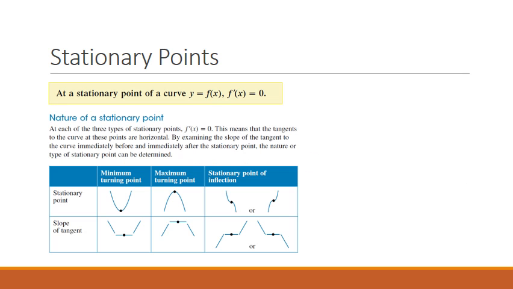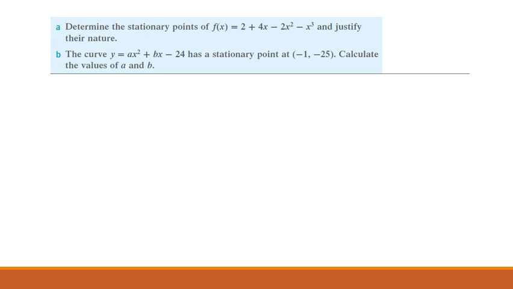Look at curve sketching. So curve sketching, remember, we're basically looking at stationary points and the shape of a graph. To find a stationary point, make the derivative equal to 0, and all the different types of stationary points can be seen down here. So determine the stationary points of f of x and justify the nature.